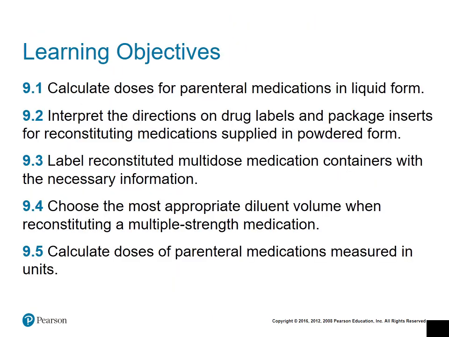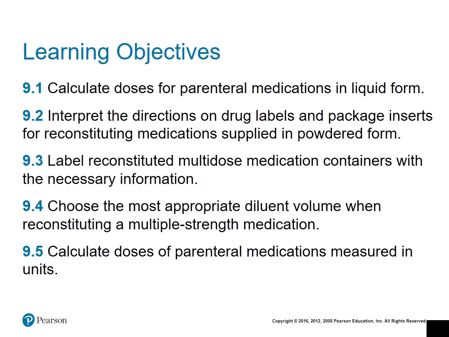Alright, our learning objectives: we're going to be calculating doses for parenteral medications in liquid form. You're going to have to interpret the directions on the drug label, and you're going to reconstitute the medication that's originally in powdered form. We'll talk about that. Labeling is important. Choose the most appropriate diluent. The diluent is another word for solvent. It's what you dissolve the drug with.